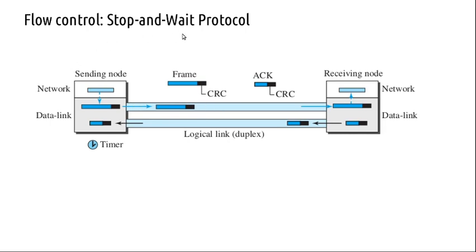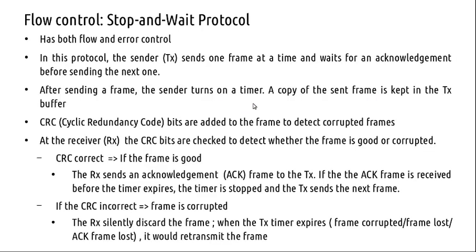So it will wait, that is why it is stop and wait. It will send a frame and wait for an acknowledgement. And if the acknowledgement doesn't arrive before the timer times out, it will retransmit the frame. Now, this is not an efficient way of doing this, and it is a half duplex way, but still some protocols do use this strategy. If the CRC is correct and the acknowledgement frame is received before the timer expires, the timer is stopped and the transmitter will send the next frame.